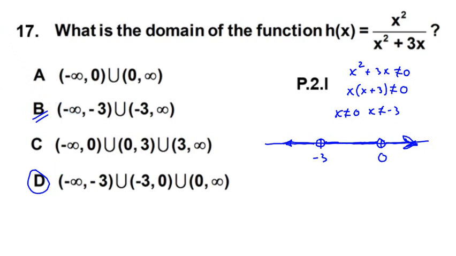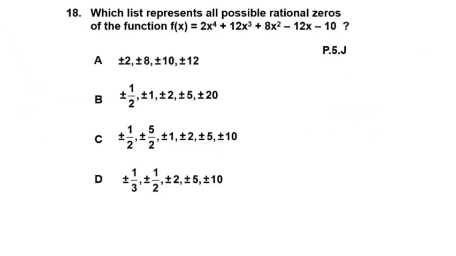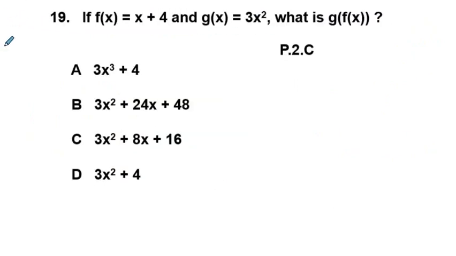Next one we're going to look at is problem 19. Problem 18, you guys did a great job on this rational roots theorem problem. Okay, if f of x equals x plus 4 and g of x equals 3x squared, what is g of f of x? Well, for g of f of x, what that means is you plug this f into that x right here.